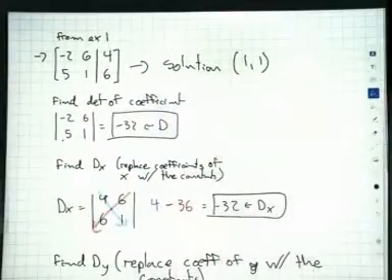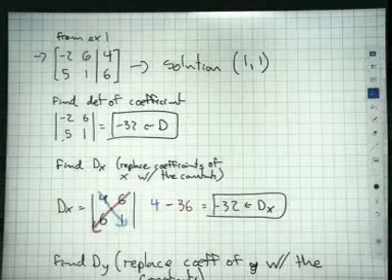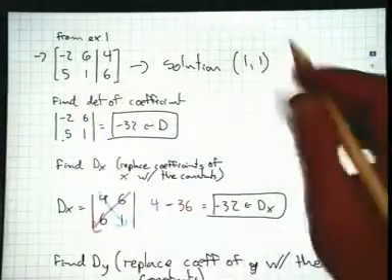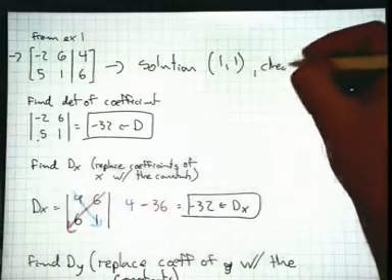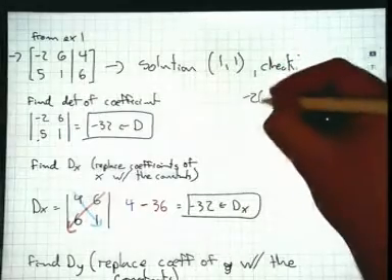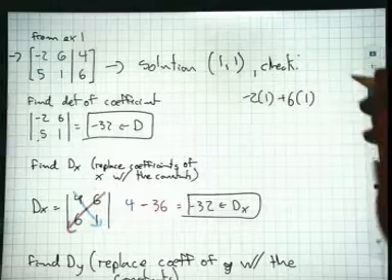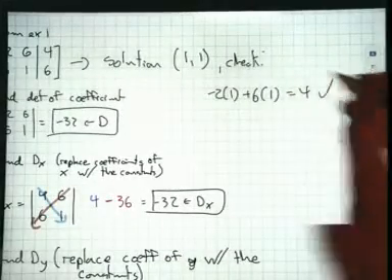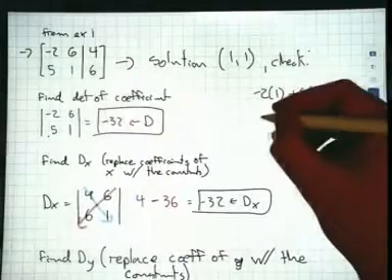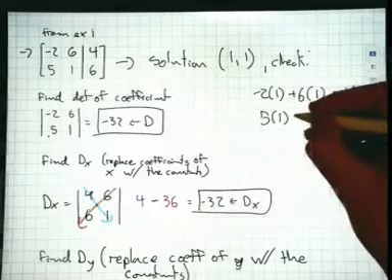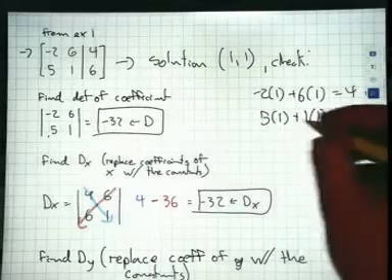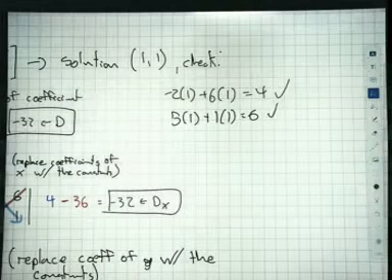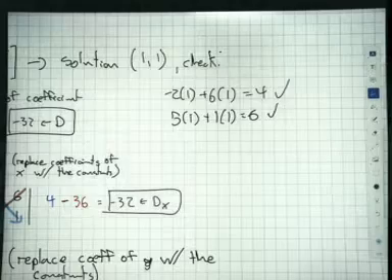Now, for a 2 by 2 system, I probably wouldn't use Cramer's rule to solve, but it's a nice little way to start recognizing how this is going to work for a 3 by 3 system. Let's do a quick check. Here's our check. That's a negative 2 times 1 plus 6 times 1. So that's going to equal negative 2 plus 6, or 6 minus 2 is equal to 4. Check. And then our next equation, 5 times 1 plus 1 times 1, 5 plus 1 is 6. Check. And that's how we use Cramer's rule to solve a 2 by 2 system.